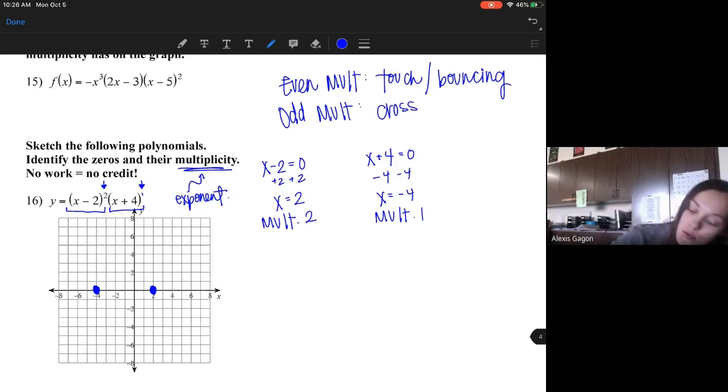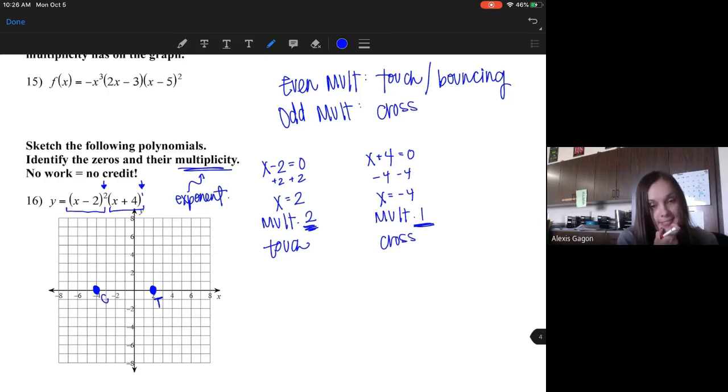So like this 2 here, if it has a multiplicity of 2, that means that it is even and it's going to touch. So at x equals 2, I'm going to put a t right there, so I know that that's just touching it. And then at x equals negative 4, we have a multiplicity of 1, which is odd. So at the negative 4, it's going to cross.